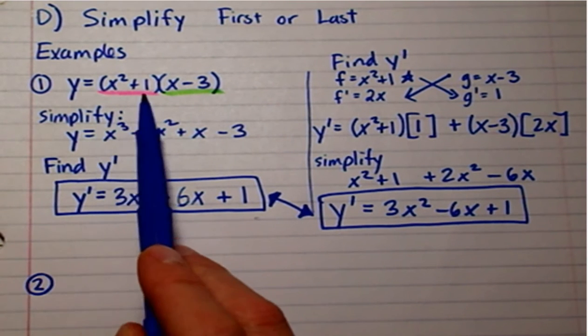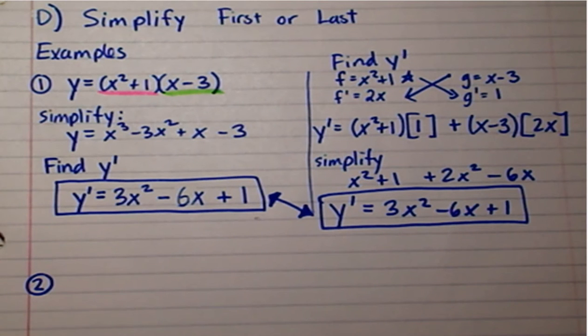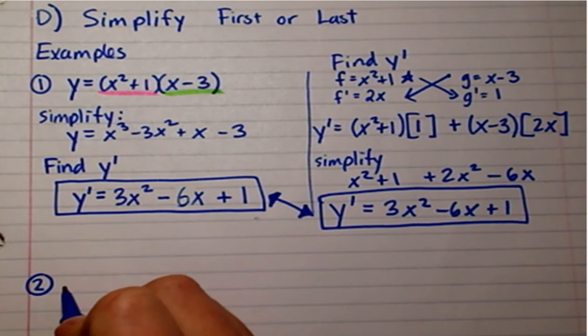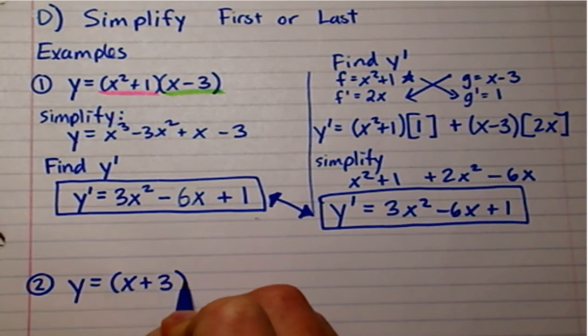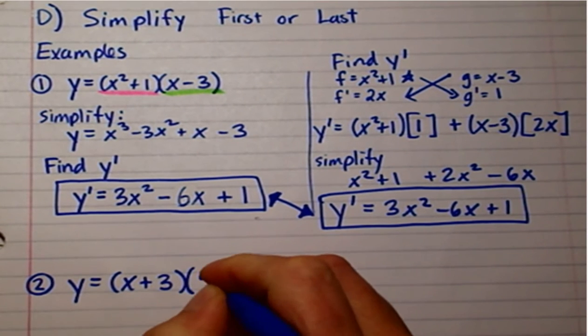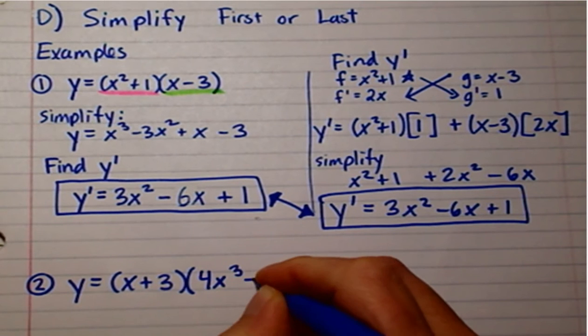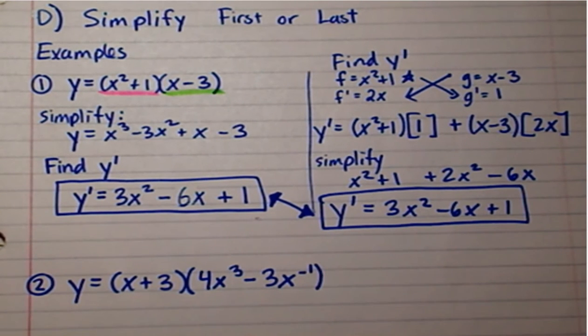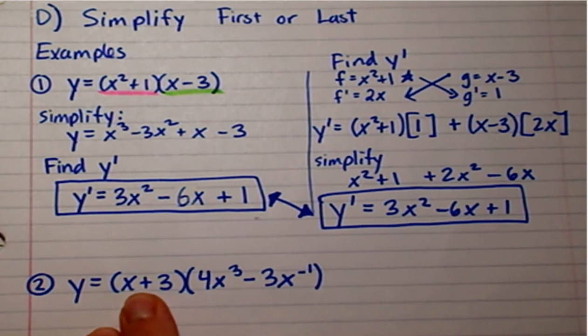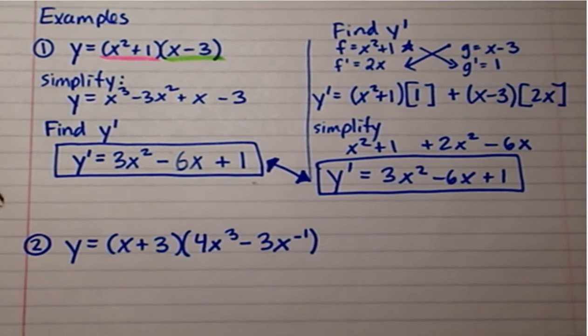Now this was just a polynomial. See how I had positive integer exponents? I'm going to start mixing in maybe a negative exponent, maybe a fraction exponent. Okay? Here we go. Y equals x plus 3, 4x cubed minus 3x to the negative 1. Okay, it's still in power format. See that? Each of these pieces looks like a polynomial.